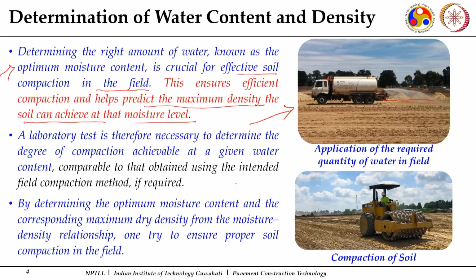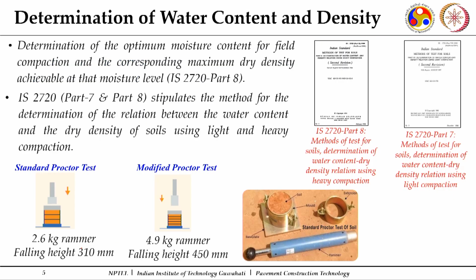So, you will very frequently see the two terms used: optimum moisture content, and second, maximum dry density. Now, for this, at the laboratory scale, you need a test which can help you to determine the degree of compaction achievable, that is, the density achievable at a given water content. You can try with different water contents and see, for a given compactive effort, how much density is achievable, and then from that density-water content curve, you will get the optimum moisture content and the corresponding maximum dry density.